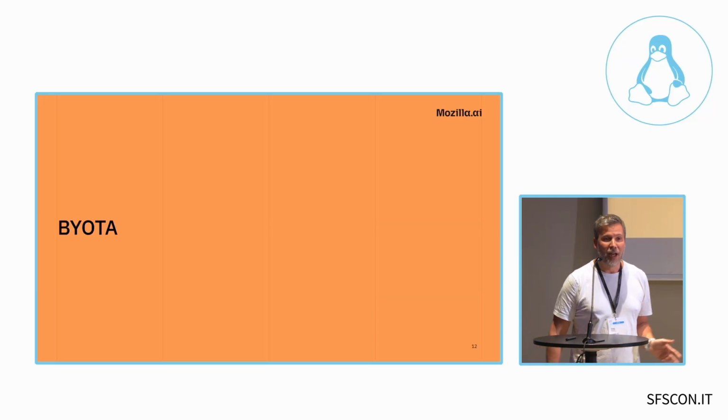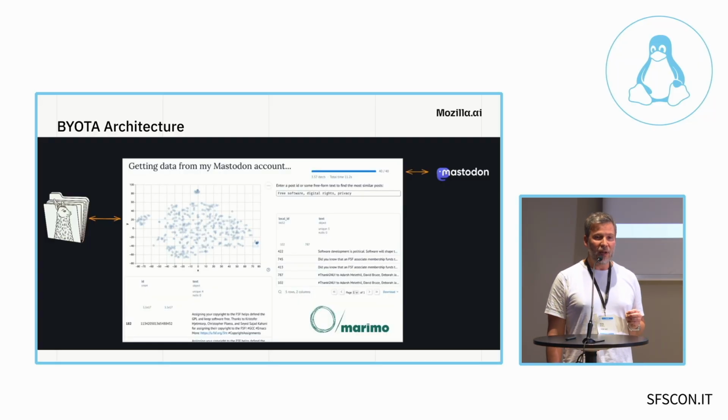So enter Biota. Biota is a mix of different software, three. Not a lot. And none of them has been written by myself. I just put them together. So there's the Mastodon API. It's a Python library that allows you to get posts from Mastodon. And it takes care of authenticating you, getting messages from your different timelines.